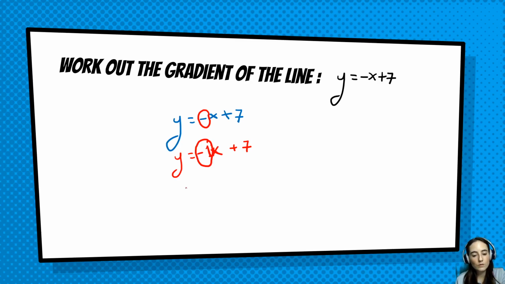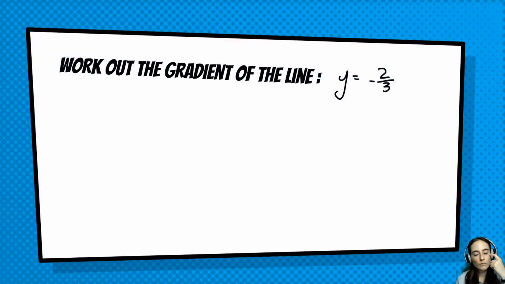Sorry, our x disappeared for a second. So that means m equals minus 1. And there you have it. Our gradient is minus 1 for this one. Oops, there's something missing here. This was supposed to be like this.